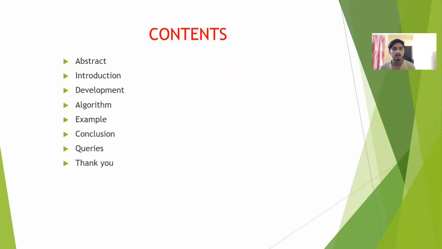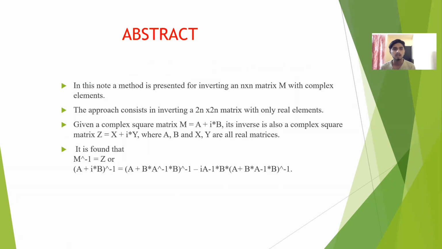So contents: abstract, introduction, development, algorithm, example, conclusion, and end. Abstract. In this note, a method is presented for inverting an n-by-n matrix M with complex elements. The approach consists in inverting a 2n-by-2n matrix with only real elements.